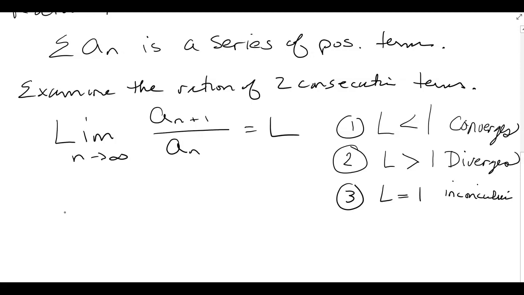Remember I said this test works when we have, let's do 2 to the n over n factorial. It's that factorial that's going to trigger you to say, I've probably got to do a ratio test here.